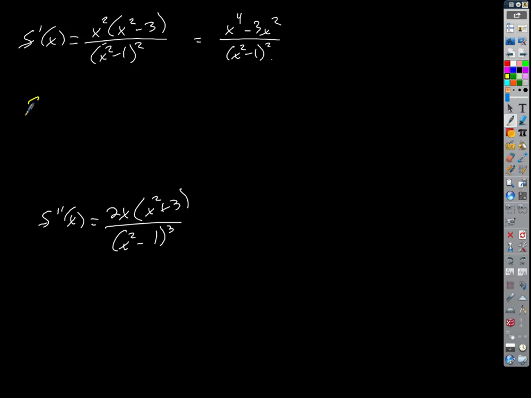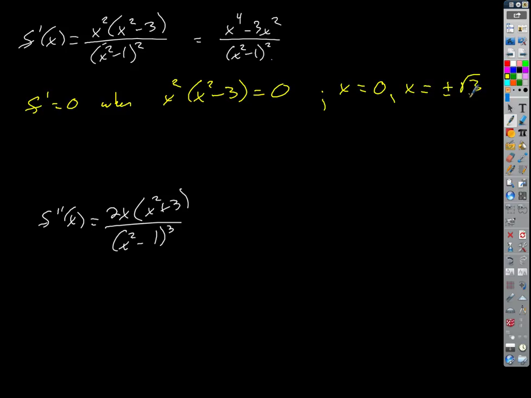So f prime equals 0 when x squared times x squared minus 3 equals 0. So what values are those going to be? X equals, what are the zeros that we have in this factor? So let's apply the zero product property. What are the zeros of that factor? 0. How about this one? Plus or minus square root of 3. Okay, so those are all our first derivative critical numbers.